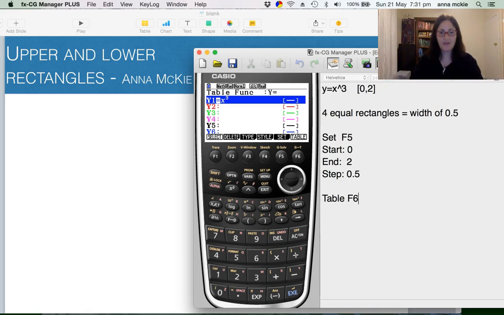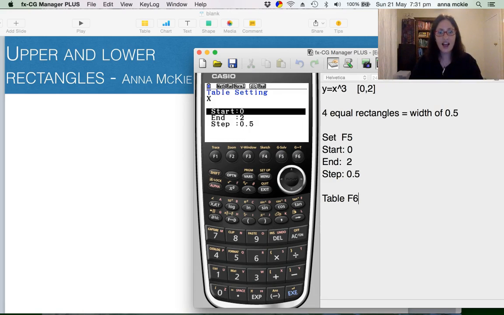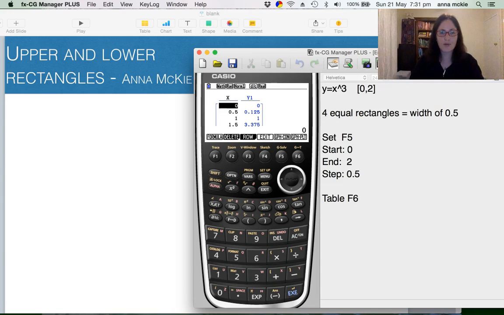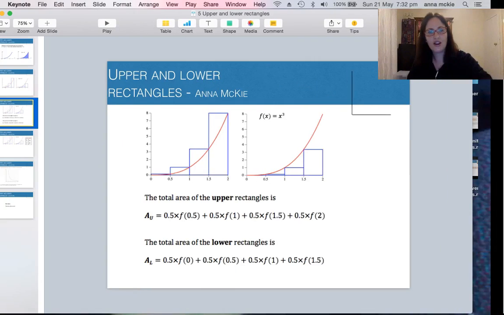and hang on, go to table. Sorry, you were in set, and then we want to get to the table. So we'll exit out again and go to table. Here we are. So when x is 0, y is 0. Remember we talked about when x was 2, y would be 8. So copy that table down each time into your setting out, and that saves you thinking about some of the calculations. So going back to learn how to set this out now.